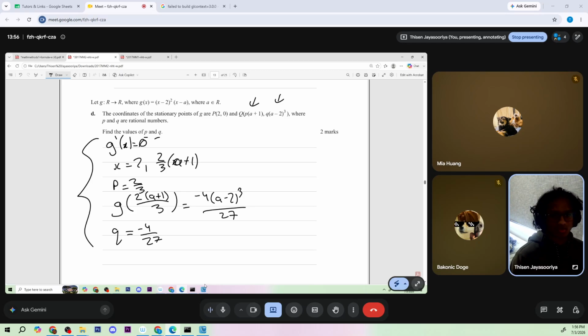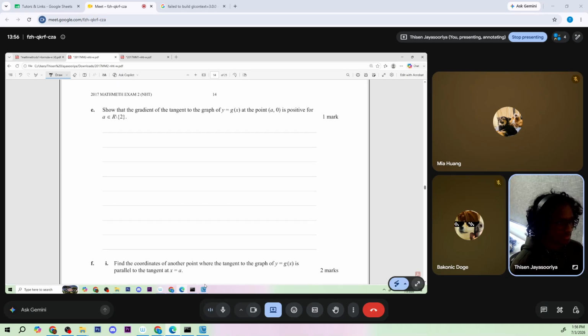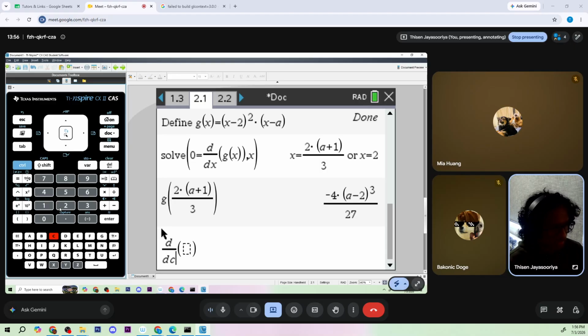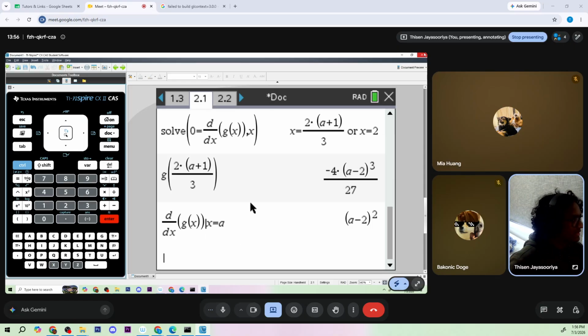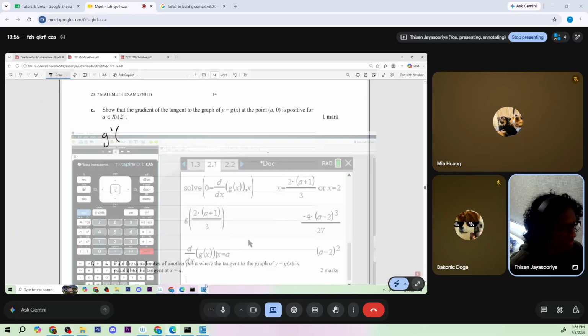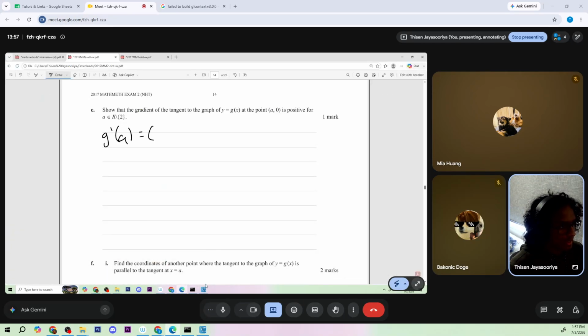This is a very underrated technique. It is called equating coefficients. Yeah? People always forget this one. It says here, show that the gradient of the tangent of g of x at the point a comma 0 is positive for all values of a. So if we find the derivative function and evaluate it at x equals a, we see we get a take away 2 squared. So g dash of a equals a take away 2 squared, right?